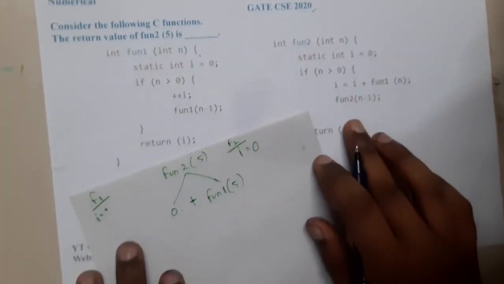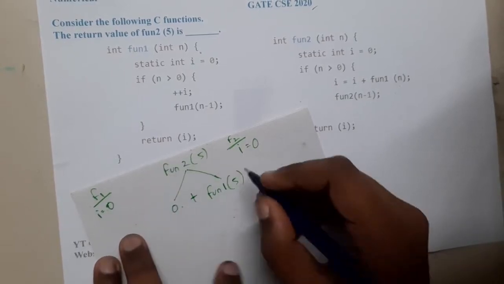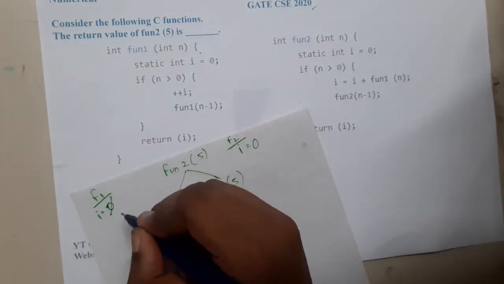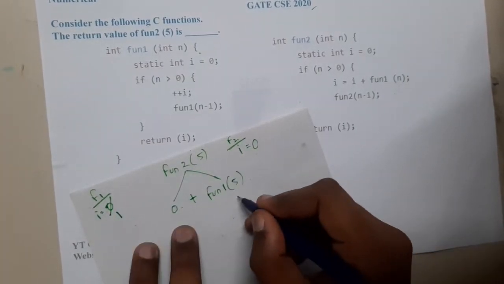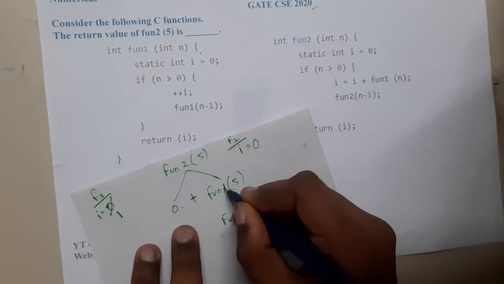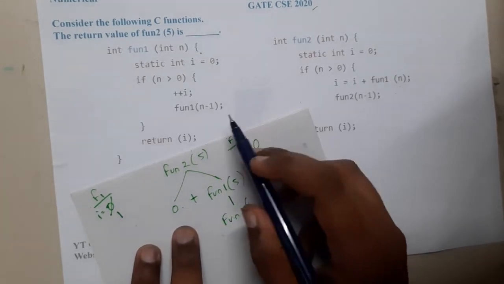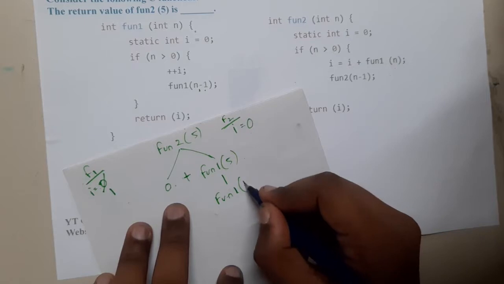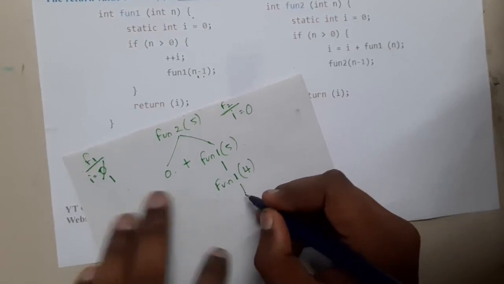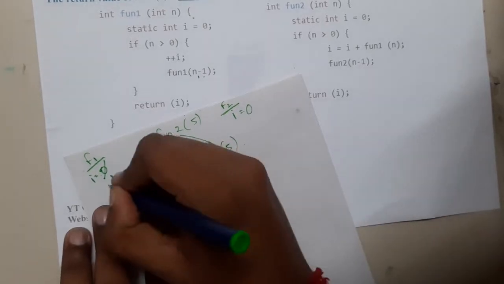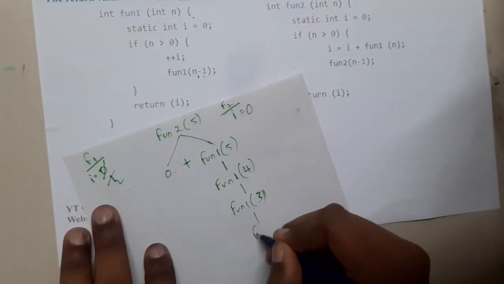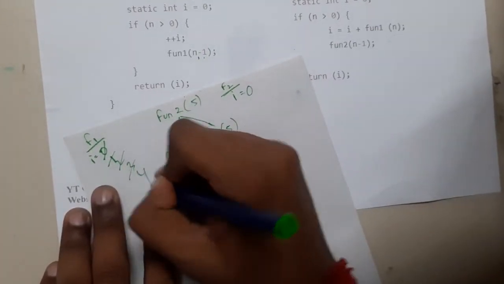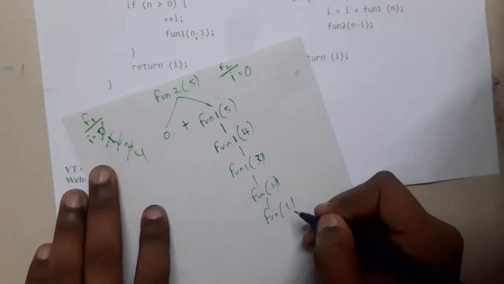So what is this function doing? This function has initialized the i value to 0, and if n is greater than 0, it is going to increment itself. So it became 1 now, and it is going to call itself, fun1 of n minus 1. What is n minus 1? It will be nothing but 4, right? So it will call itself again, fun1 of 3. It will again increment to 2 and call with 2, and again increment itself. So it will increment and call again fun1.